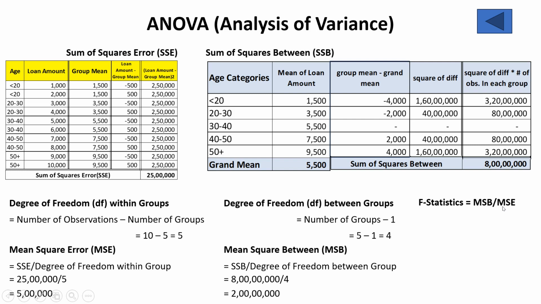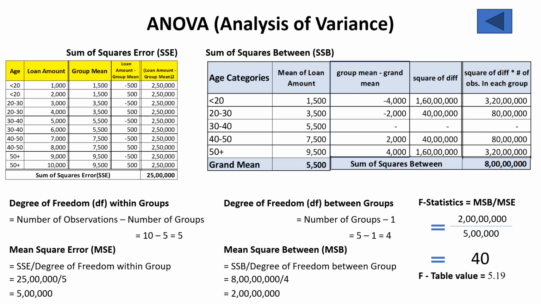Guys, the calculation is very simple, right? It's just that these steps are multiple. That's where you might find it a little confusing. I don't think it's confusing, but if you're getting confused, you can watch the video in slow speed and you can repeat this also. Now let's focus on calculating the F statistics. To calculate the F statistics, MSB divided by MSE, which is nothing but 2 crores divided by 5 lakh, and then this is what we get, which is 40. That is the F statistics.